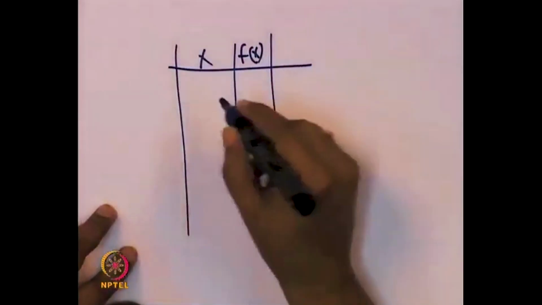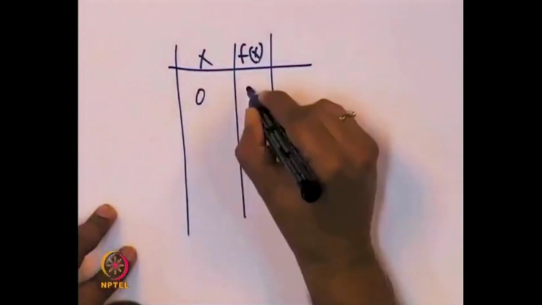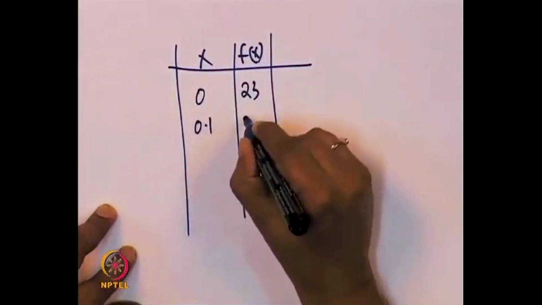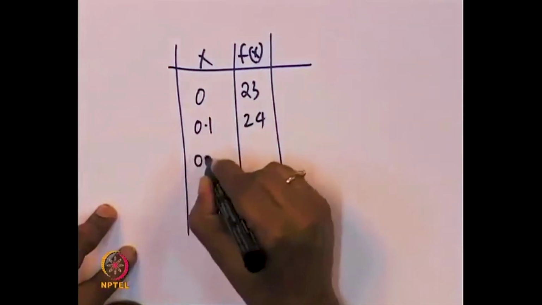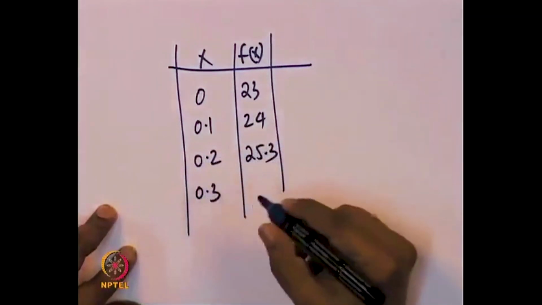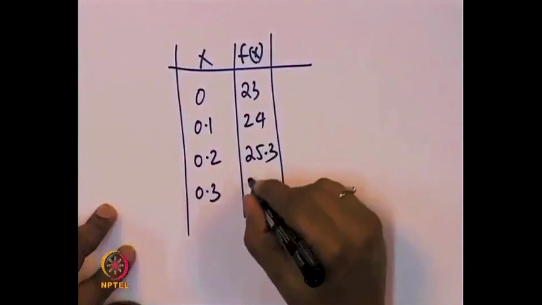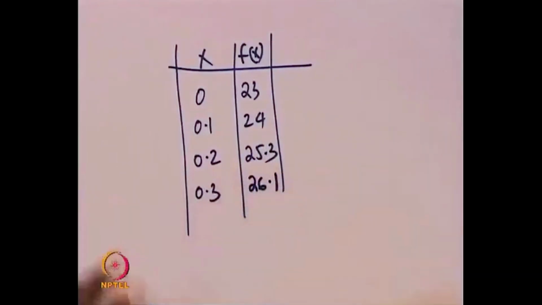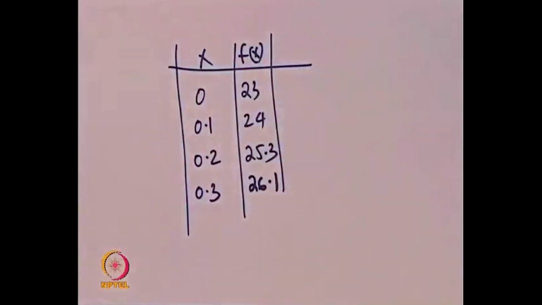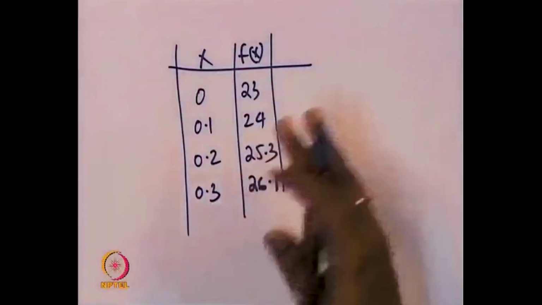Let us say you are given some function: x = 0, f(x) = 23; x = 0.1, f(x) = 24; x = 0.2, f(x) = 25.3; x = 0.3, f(x) = 26.1, and so on and so forth. So, this is a function with x and f of x. How do we calculate the derivative of such data?